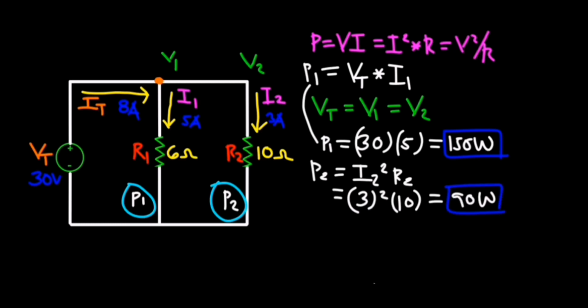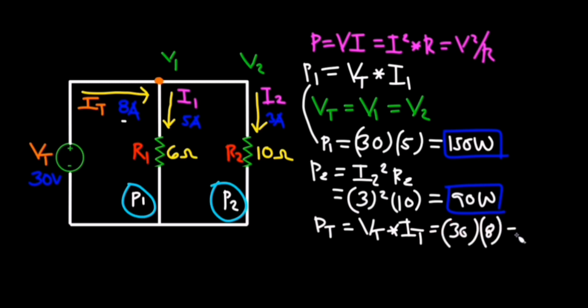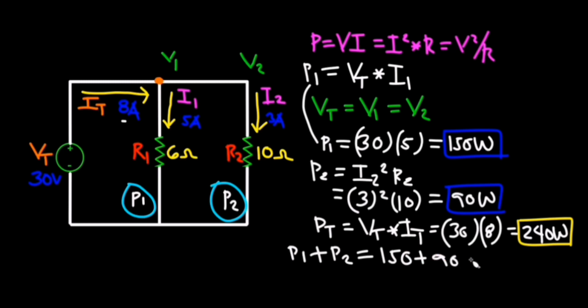Okay, now how much power is delivered by the source? Pt is equal to Vt times It. So 30 multiplied by 8. It is equal to 240 watts. Adding P1 and P2, it will be equal to 240 watts, which is also equal to total power delivered. Meaning our computation on power absorbed and delivered are correct.